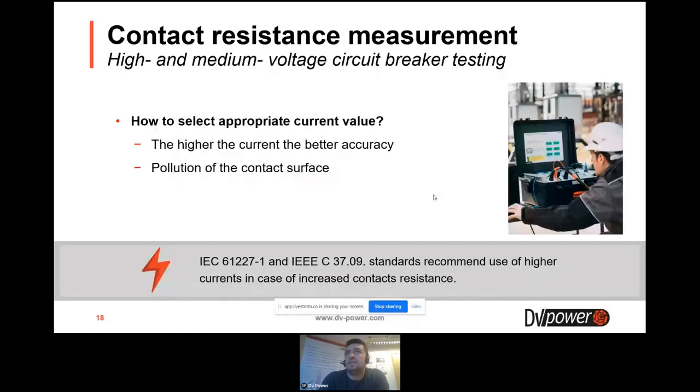As I said, in most of the cases, 100 amperes is acceptable. 100 and 200 amperes is kind of standard in most of the utilities and organizations for testing contact resistance, but I know that many utilities are using higher currents, and of course OEMs, circuit breaker manufacturers, are mostly using 500 amperes or more. REE in Spain uses 400 amperes, IGMAC in Egypt 600 amperes, ABB 500 or 600 amperes.